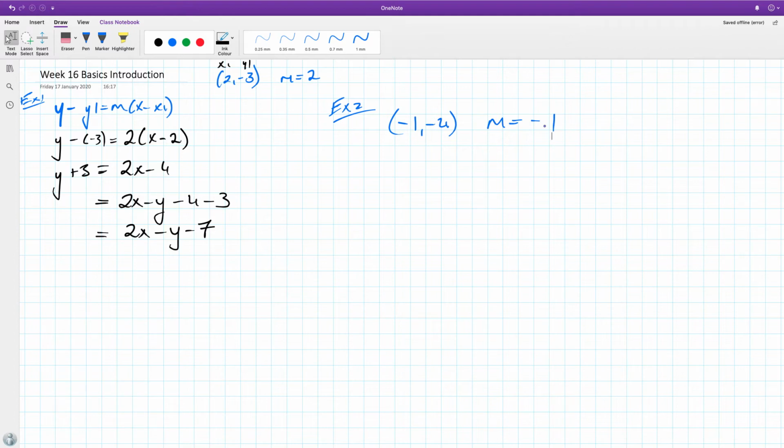Right. Let's have a little look at this one. So, Julianne, what's my formula? m times x minus x1. So that's x1, y1. y minus 4 is equal to m, which is minus 1, times x minus 1.